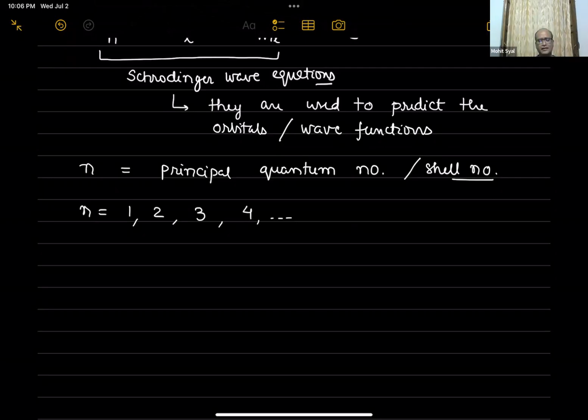You have first shell, second shell, third shell, fourth shell, right? The first shell is also represented as K, then L, M, N. They are represented by capital letters. So what does the first quantum number represent? The shell. n equal to 1 represents the first shell, n equal to 2 represents the second shell, n equal to 3, and so on.